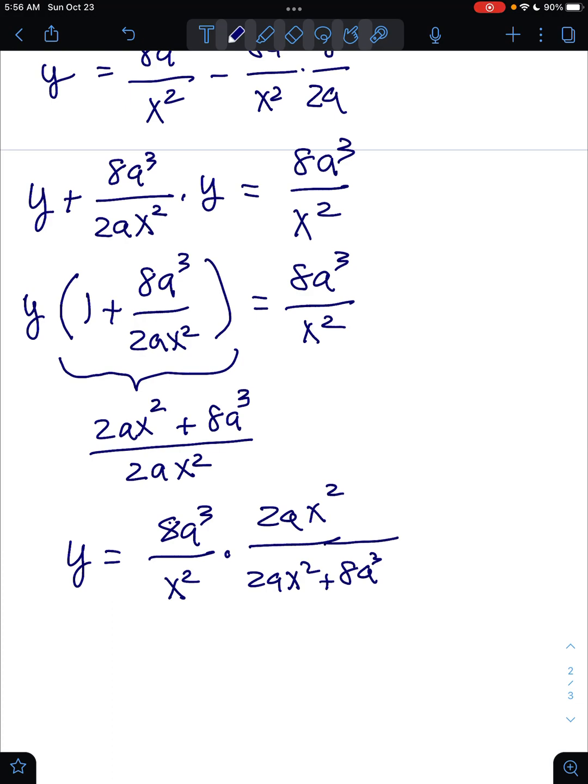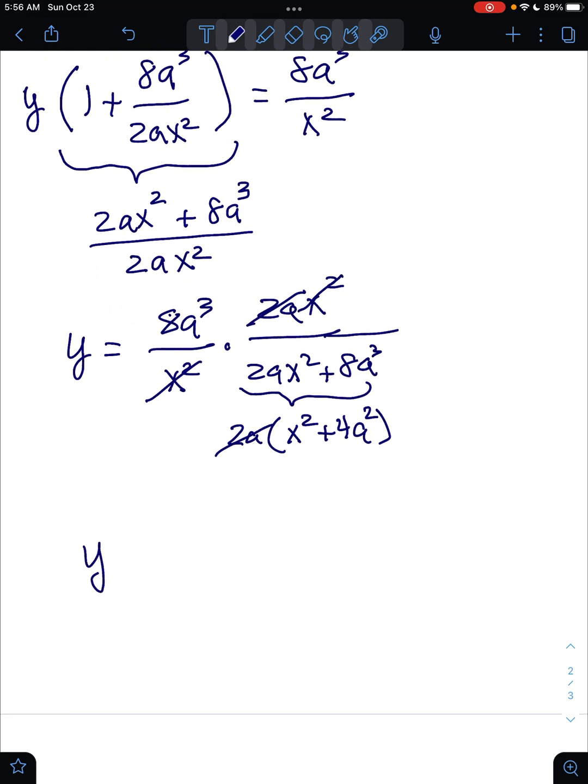Now there's some things that can cancel out here. So for example, those two things can cancel out. And you'll notice in the denominator here, I can factor out a 2a, and that leaves me with an x squared plus 4a squared. And so this will end up canceling out, and I'm left with this equation: y equals 8a to the third over x squared plus 4a squared, which is where you wanted to end up.